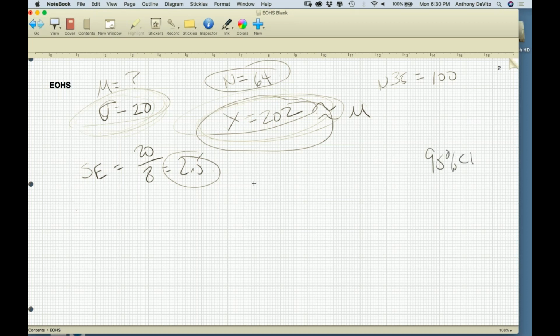Okay, so let's see. My mean, X bar, I'm going to add and subtract the number of standard errors, because we're talking about a mean, that I need to add and subtract from that mean to capture the population mean within that range. If I use the empirical rule, I'd write 2 in here. If I use the real value from the Z table, I would write 1.96.